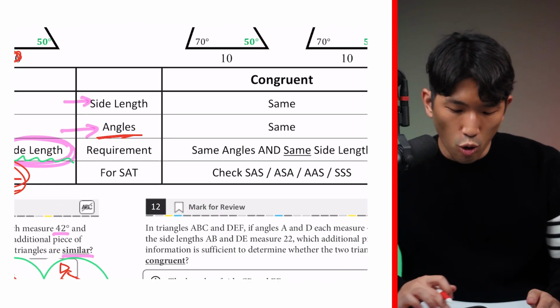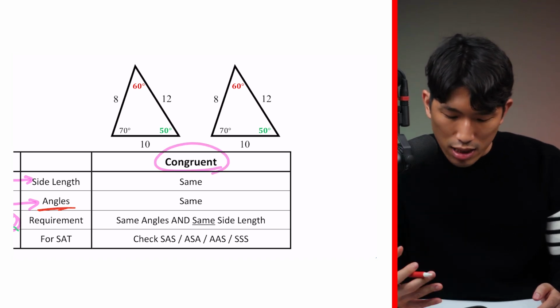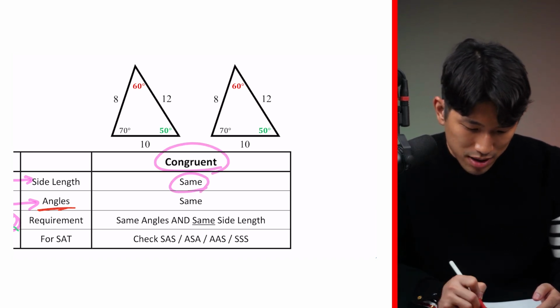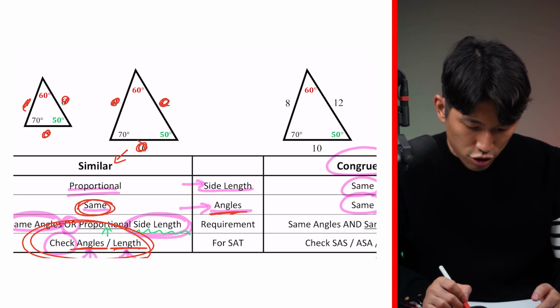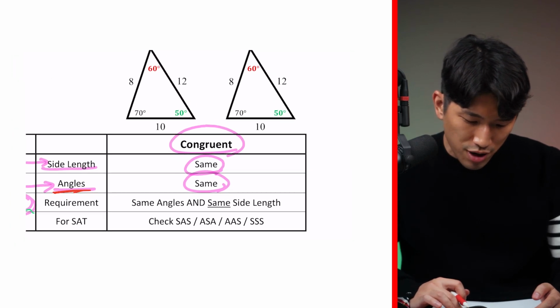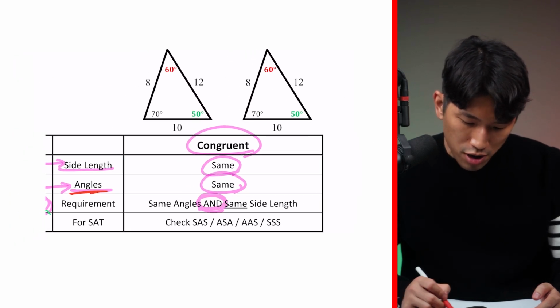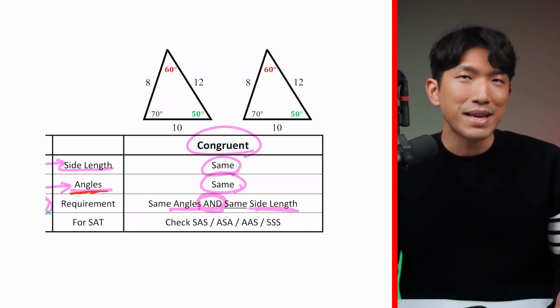So next, let's go over the congruent triangles. As we mentioned previously, congruent just means identical and they have to have same set of side length and same set of angles. And unlike the similar triangle where you have to have only one or the other, when it comes to congruent triangles, you have to have both. You have same set of angles and same set of side length.